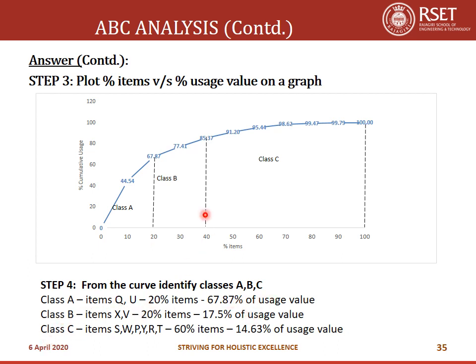Class B includes items X and V. They include 20% of the items but have only 17.5% of the usage value. And class C includes all the other items which are S, W, P, Y, R, and T. They comprise 60% of the items but only correspond to 14.63% of the usage value. Now these are my divisions. Your divisions can change. For example, for class B, maybe you can extend up to 91.2 or so on and so forth. However, this is how you divide between class A, class B, and class C based on the given information.